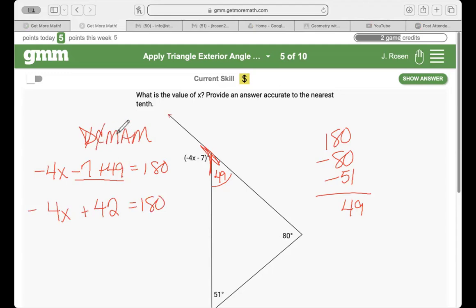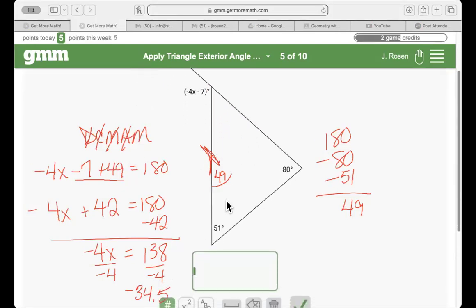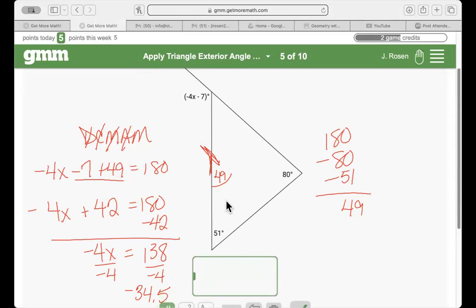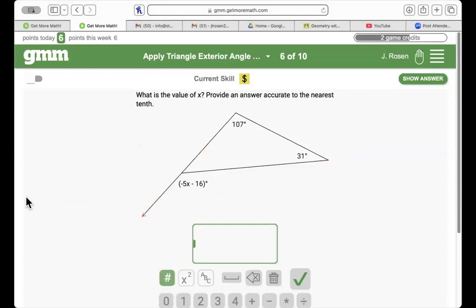And then there's no moving a smaller variable. Get rid of the addition, so we're going to subtract 42. So 180 minus 42 is 138. And then multiplication or division, so we're going to divide by negative 4. And that gets us negative 34.5. And it's already to the 10th. So negative 34.5. Helps if I actually click the button. Negative 34.5. Okay. So yes, you have to think your way through.